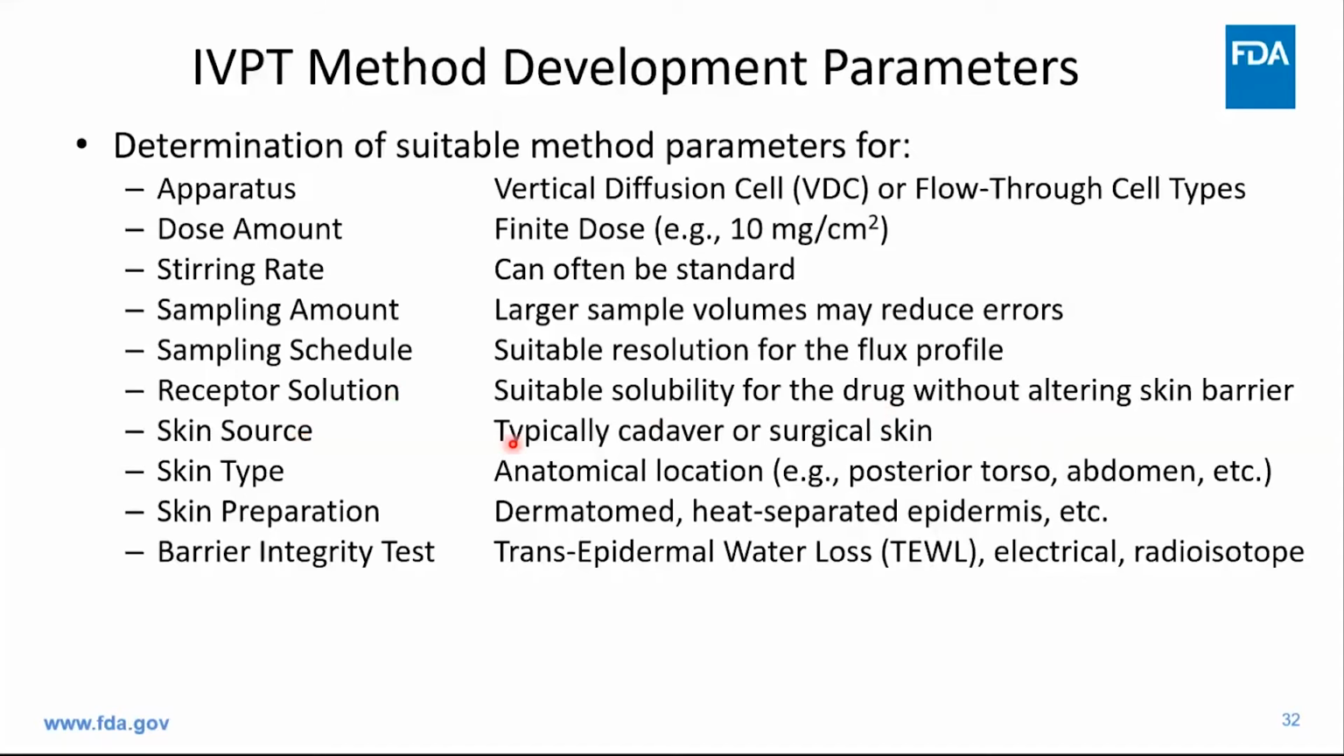The skin source is typically from cadavers or surgical skin to excise that. The skin type can depend on the anatomical location, could be posterior torso or abdomen or a thigh. The skin preparation can be different. It could be dermatomed, it could be heat-separated epidermis. And you always want to have a barrier integrity test. Often conventionally, there are transepidermal water loss, some electrical-based methods for impedance or conductance, and then radioisotope approaches like tritiated water. The goal here is to make sure that the barrier is intact.